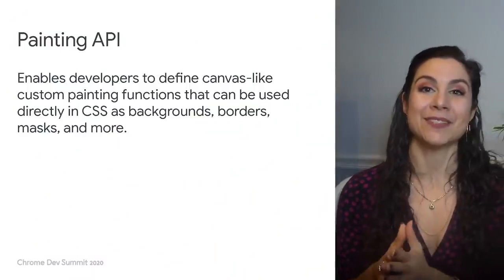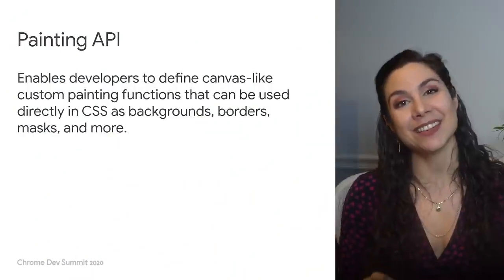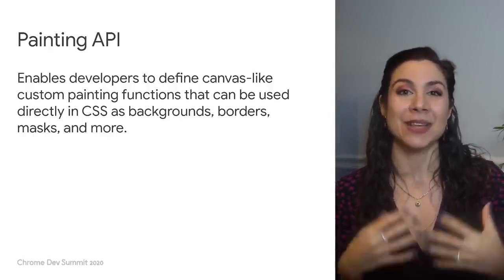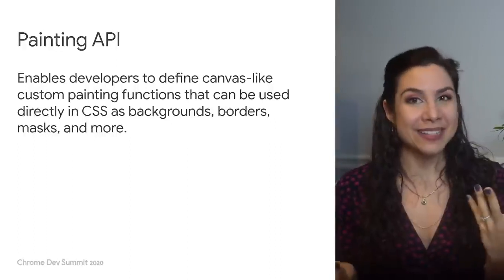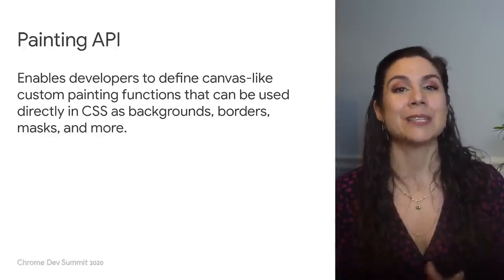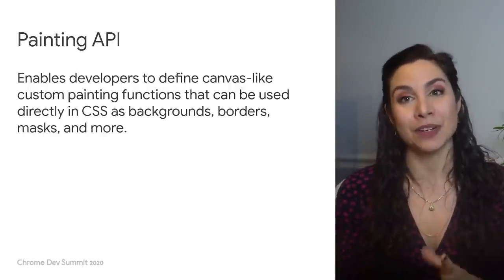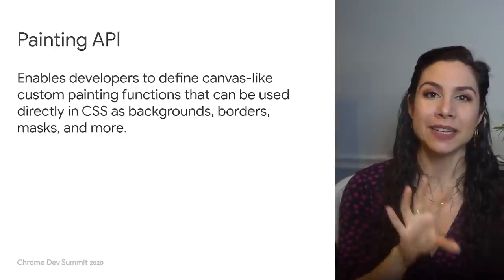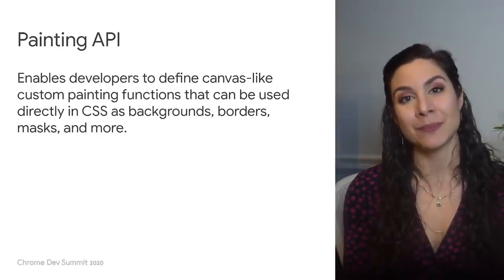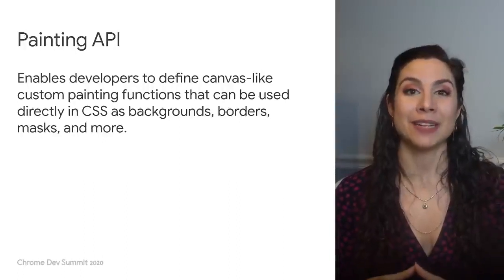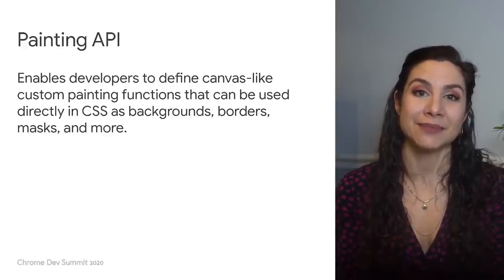This API enables developers to define canvas-like custom painting functions that can be used directly in CSS as backgrounds, borders, masks, and more. In the angled corners example I just showed, it's being used as both a mask and a border to draw the border as a border image and mask the element to prevent click interaction effect overflow. There is a whole world of possibilities for how you can use CSS Paint in your own user interfaces.